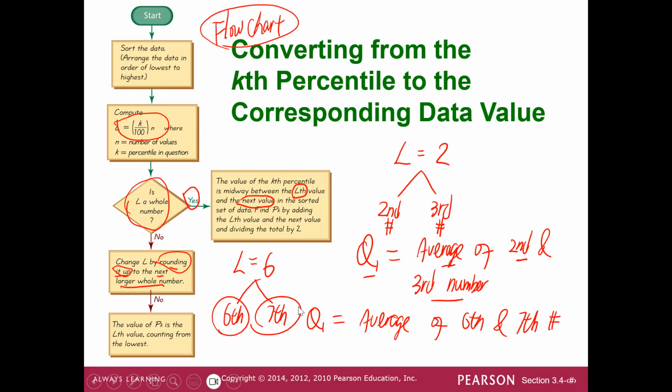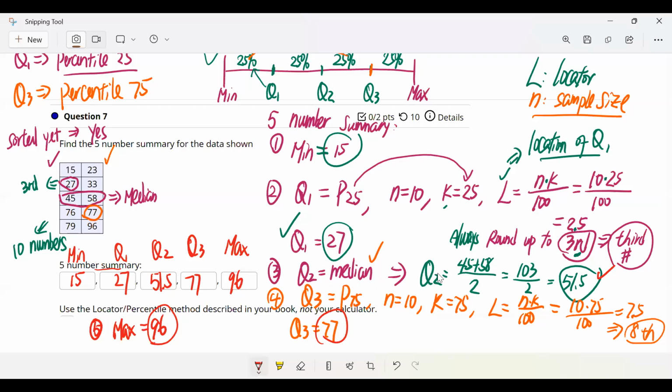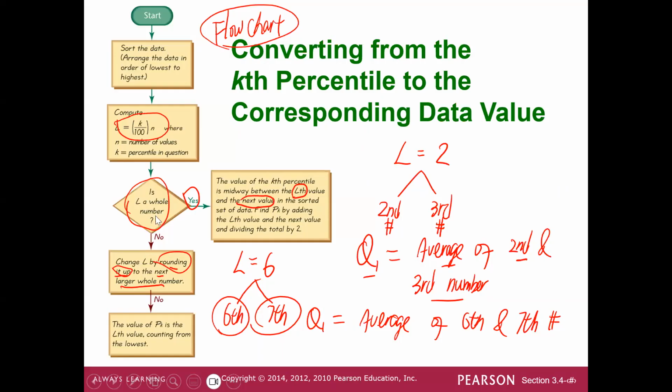Because first, the other one, okay, one second, I'll show you. Because you get a decimal number here, and this decimal number, you're going to round up. So you handle the whole number and the decimal number differently. That's why there's a flow chart, just for that. You see, if it is not a whole number, round up. If it is a whole number, you average the 6th and the 7th number in our original data set.